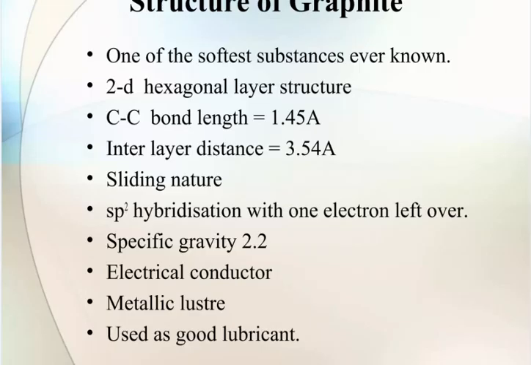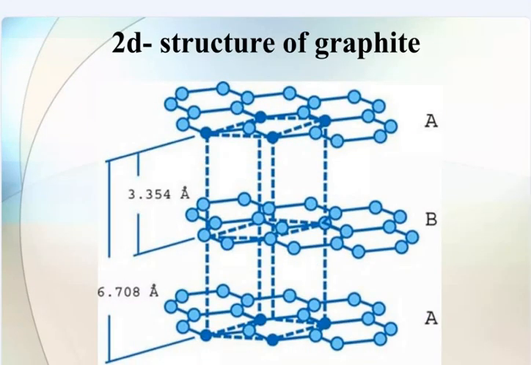Now 3D structure of diamond. Structure of graphite: one of the softest substances ever known, 2D hexagonal layer structure, CC bond 1.45 angstrom, interlayer distance 3.54 angstrom, sliding nature, sp2 hybridized with 1 electron left over, specific gravity 2.2, electrical conductor, metallic luster, used as a good lubricant. You can see the 2D structure of graphite.